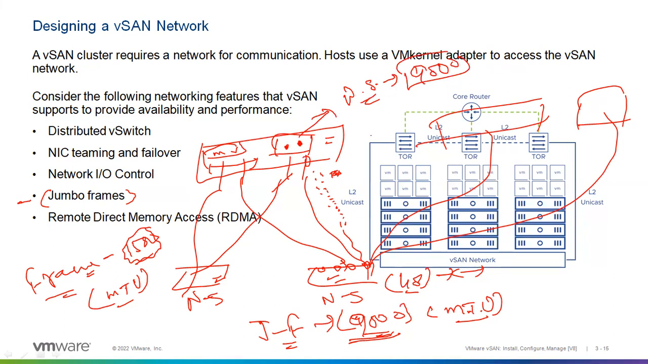But if we enable it only on the D switch and not here, you will get some problem. Either your host will not discover another host. If there is a mismatch of frame size, then often you will see one vSAN node is not available, and I'm not able to find another node. So jumbo frame makes our environment faster, my transmission speed faster. We can enable it, that's not a problem, if my environment supports it.